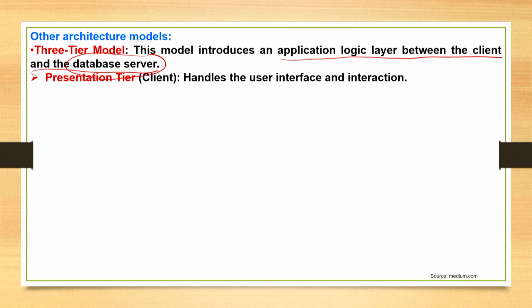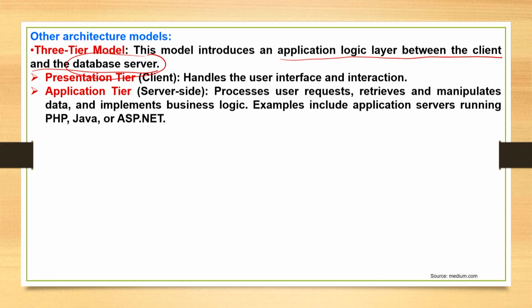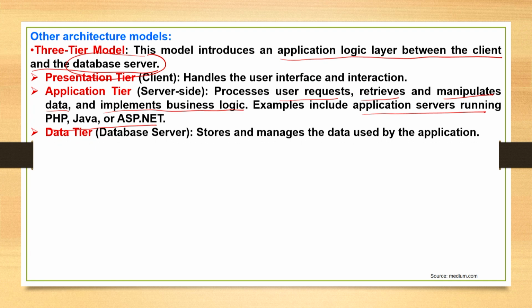Presentation tier, that is the client, handles the user interface and interaction. Application tier, which is at the server side, processes user requests, retrieves and manipulates data and implements business logic. Examples include application servers running PHP, Java or ASP.NET. Data tier, this is the database server that stores and manages the data which is used by the application.